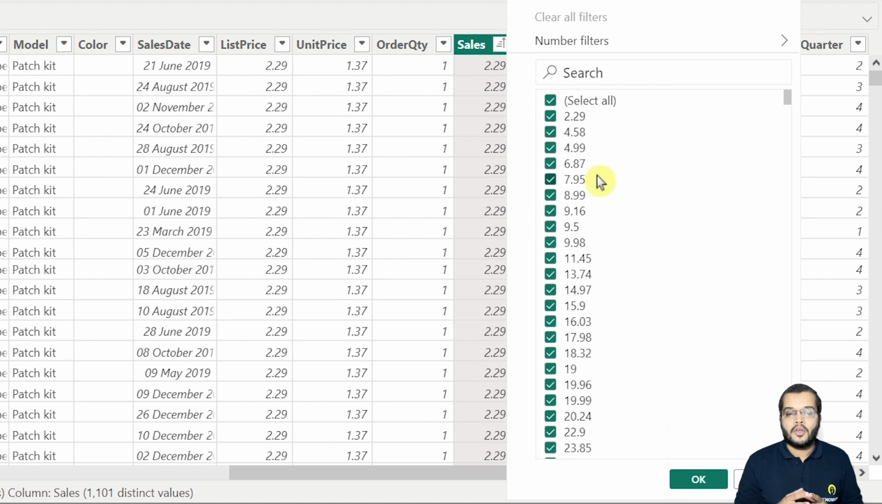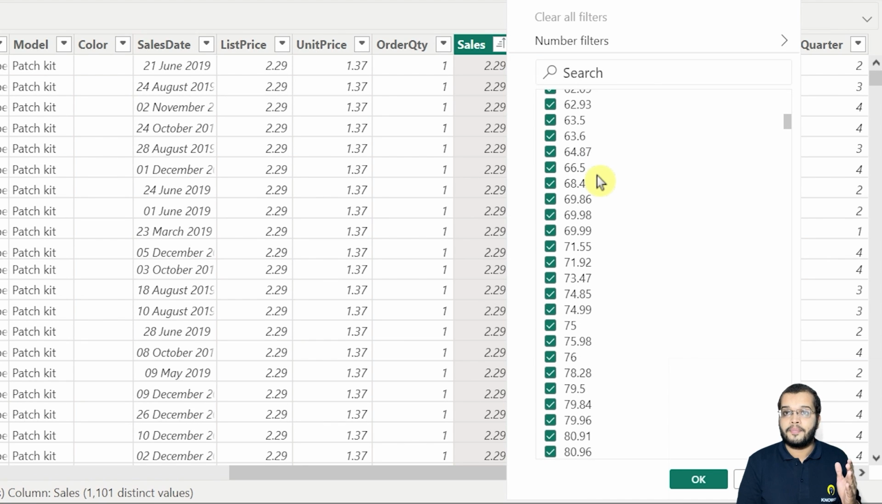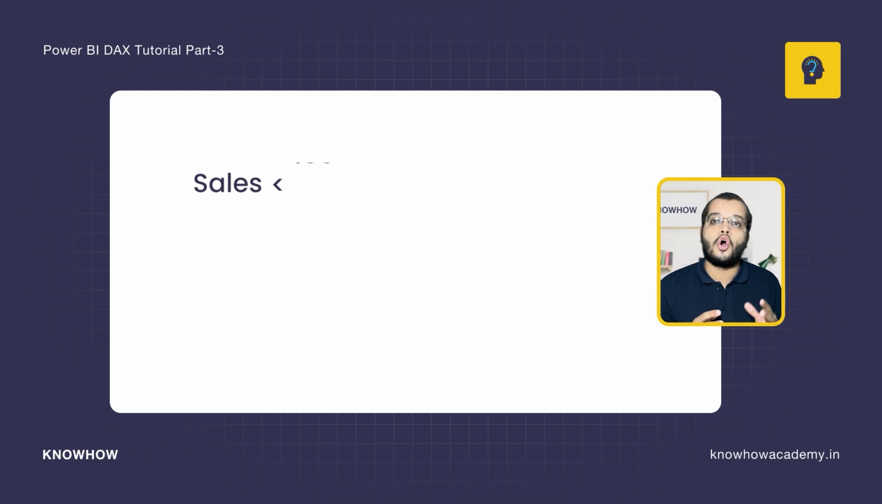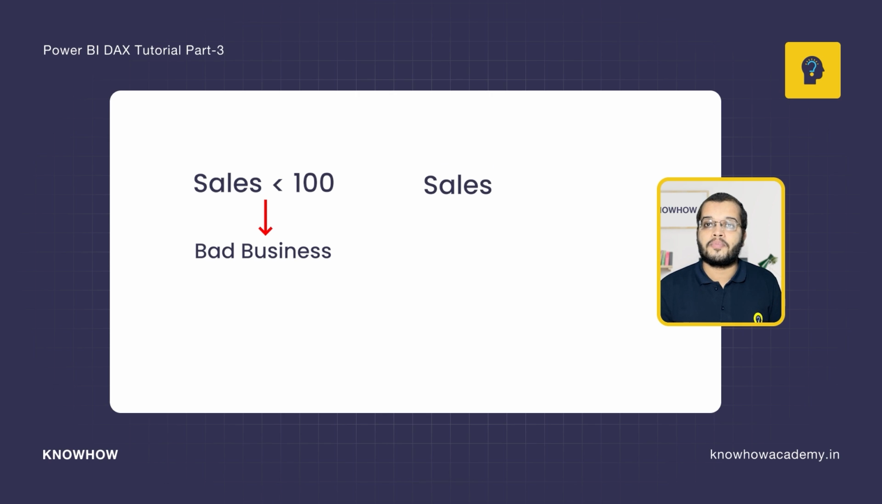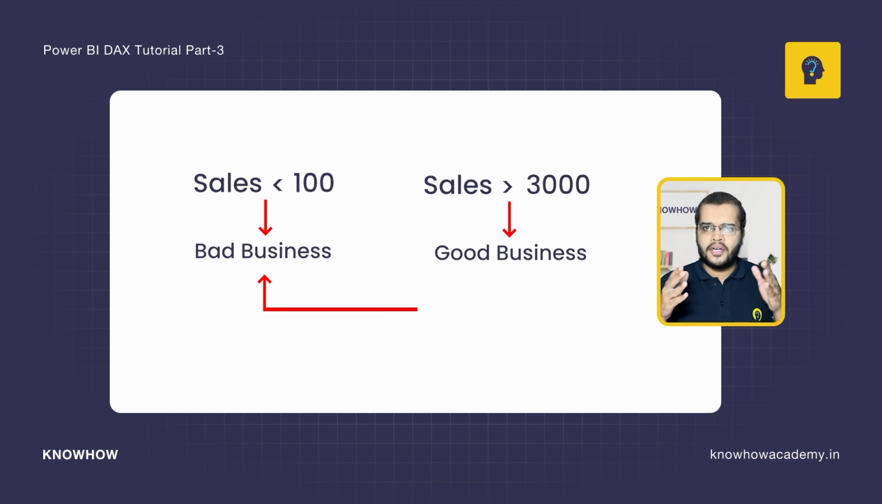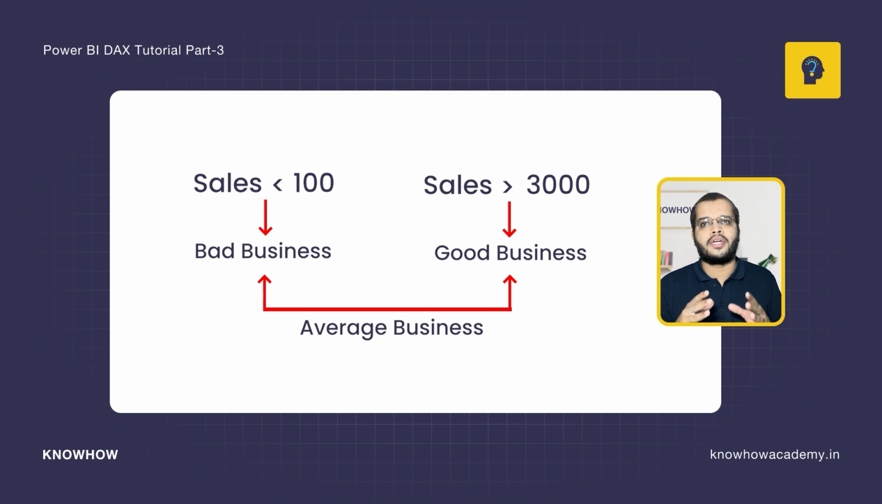Let me give you a scenario. Wherever the sales are below 100, we should get it as bad business. Wherever our sales are greater than 5000, we should get it as good business, and in between, we need to get it as average business. So this is a question. How should we solve this?